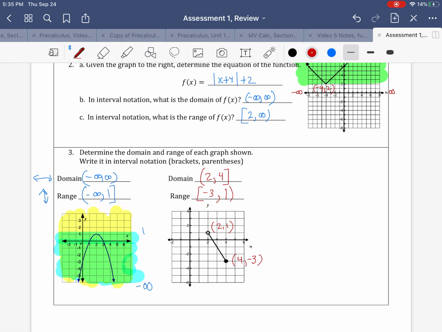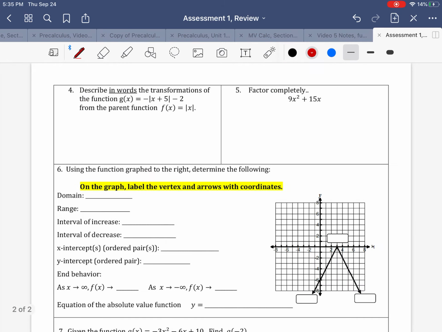So remember, the domain is the width of your graph. The range is the height of your graph. And so this is domain, this is range. And so that's what we were just kind of doing right here. All right, next page. So describe in words the transformations for g of x equals negative absolute value of x plus 5, minus 2, from this parent function.